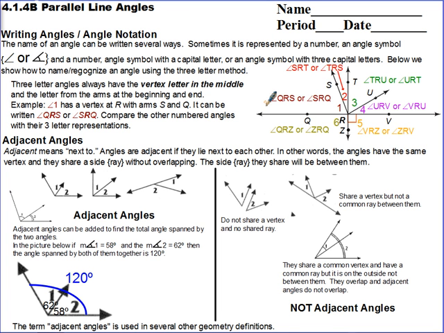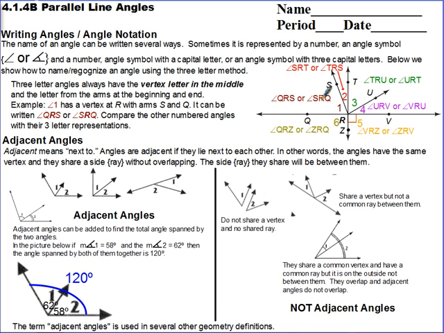I want to review first how we write angles. Angles can be written as an angle symbol with a capital letter. They sometimes are written with an angle symbol and just a number. And sometimes they're written with an angle symbol and 3 capital letters. That's the kind that I want to talk about here.